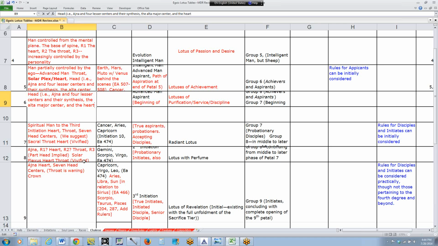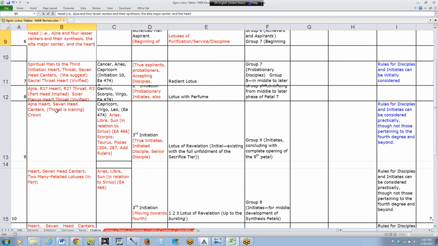Or if we want to look at this in another way, well, we'd have to leave out a certain center, I'm not sure which, but there are 6 head centers in the process of vivification, and probably 7 by the time we reach the 9th petal, where we can look at what is possible here: the ajna, 7 head centers with the throat center waning, and the crown. And the heart, 7 head centers, and the 2 many-petaled lotuses. That would be spiritual man after the 3rd initiation and going towards the 5th initiation. The heart, the 7 head centers, and the 2 many-petaled lotuses in part.